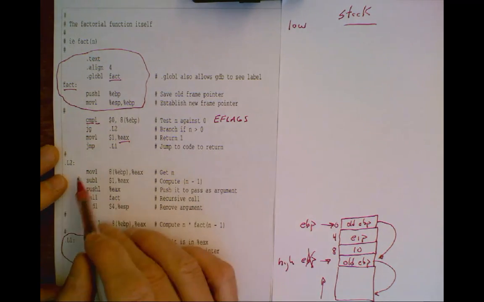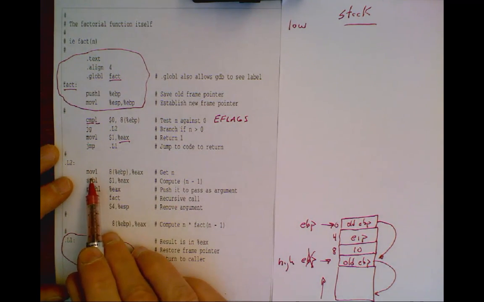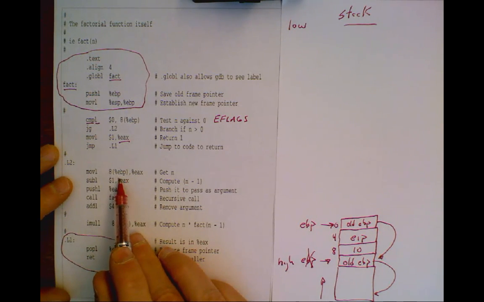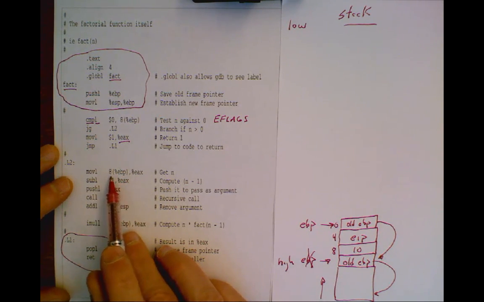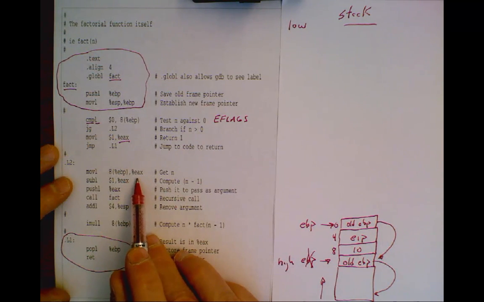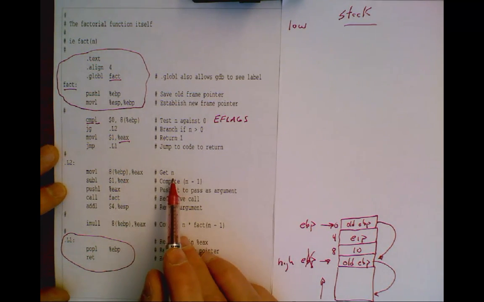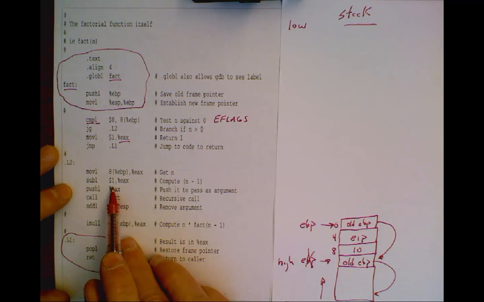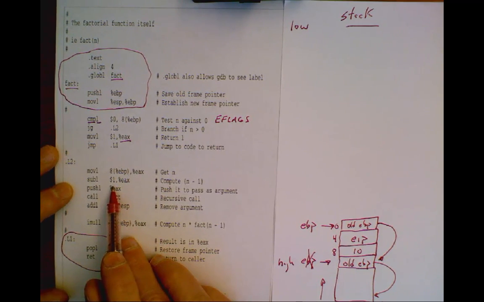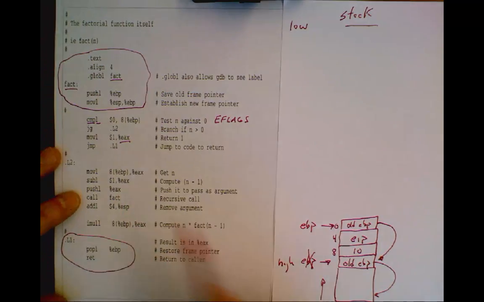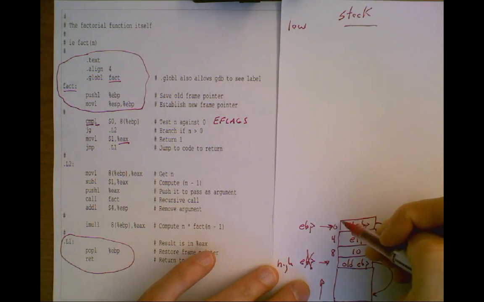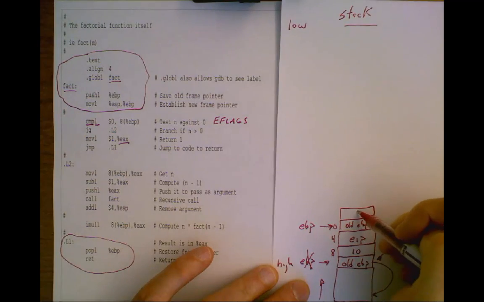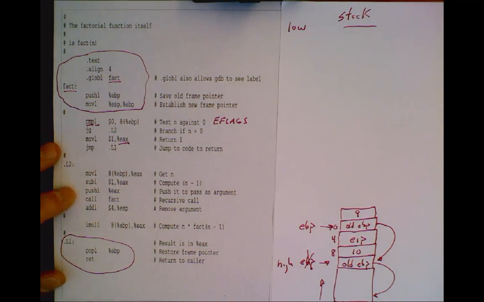The recursive case comes through here. I move the argument, 8 off the frame pointer, into the EAX register. So I load n into EAX, essentially, where n is the argument. I subtract 1 from it, and then I push EAX. So we look here at our diagram. At this point, I would be pushing 9. And I call factorial again.